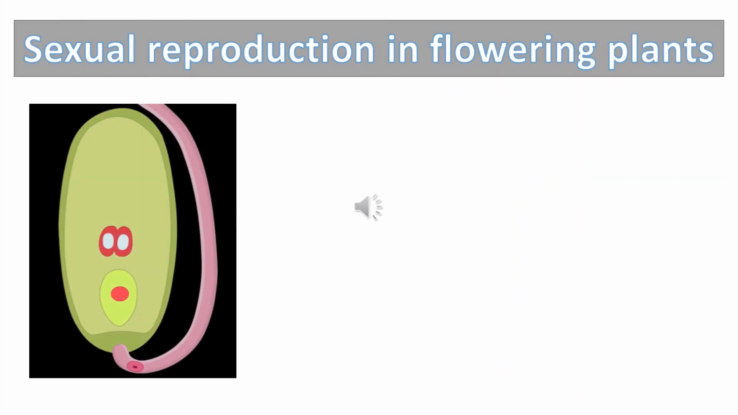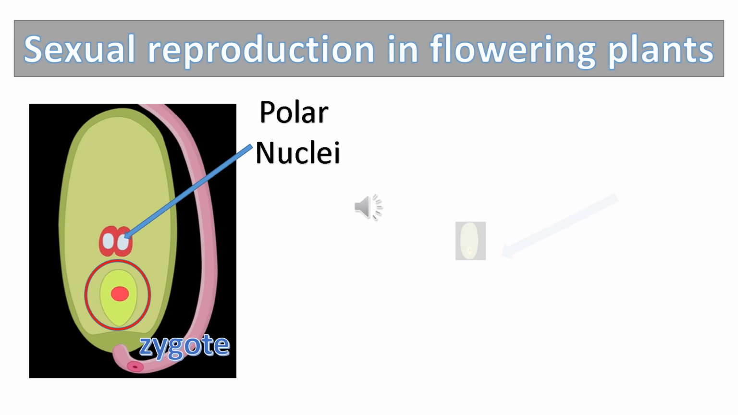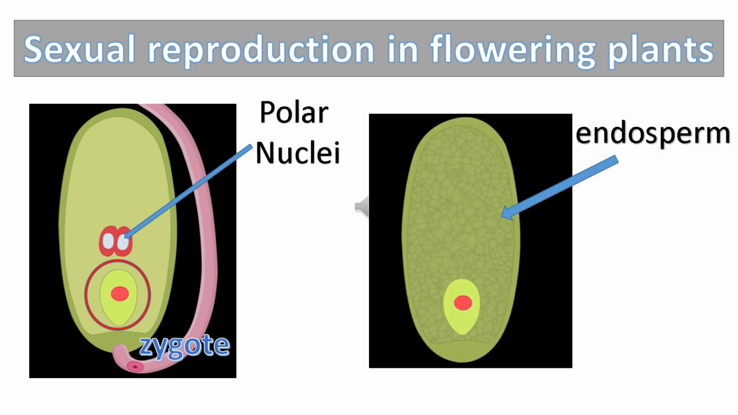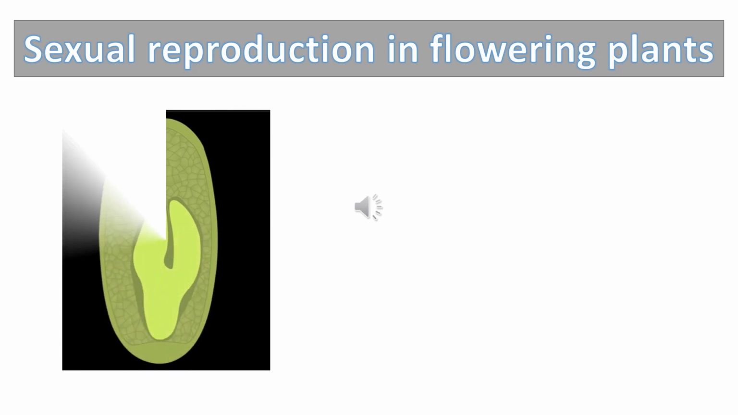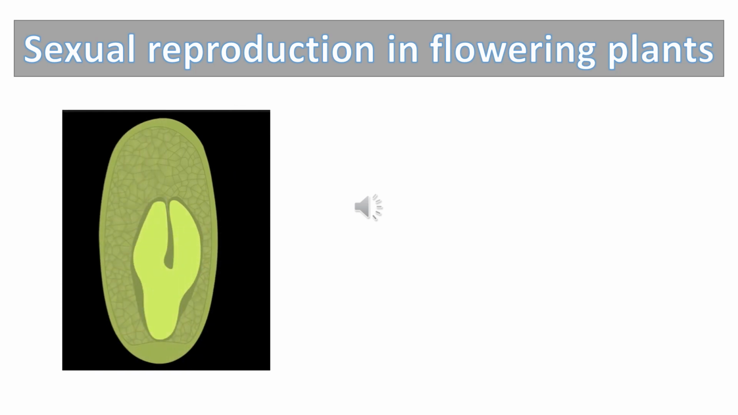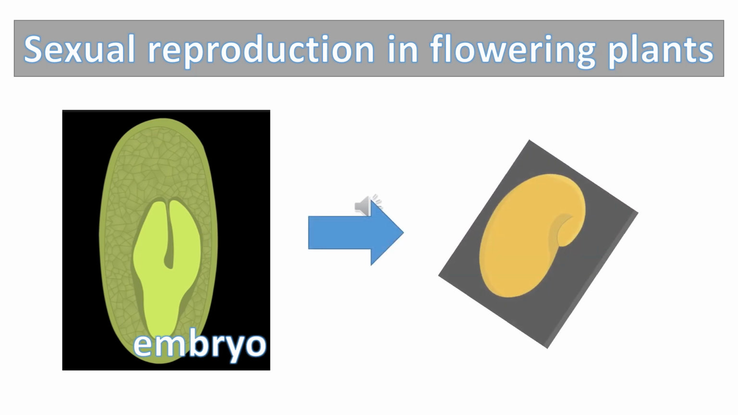Fertilization leads to the formation of a zygote. The other male gamete fuses with the polar nuclei to eventually form endosperm. The zygote divides multiple times to form an embryo within the ovule. The endosperm provides nourishment to the embryo. Eventually, the ovule develops and turns into a seed.